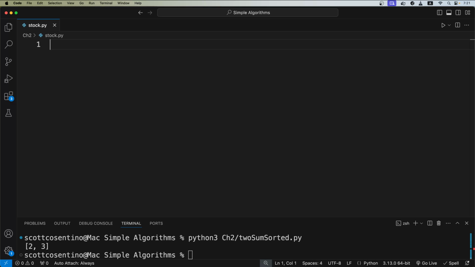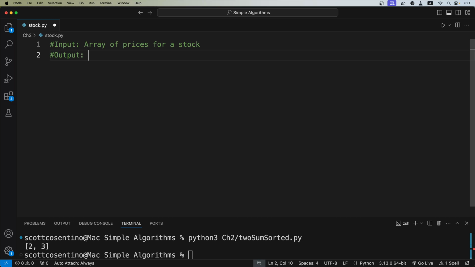The first way that I'm going to introduce this idea is using a problem known as best time to buy and sell a stock. In this problem, what we're given as an input is an array of prices for a stock. And as an output, what we want to find is the maximum profit we can make from buying and selling the stock.